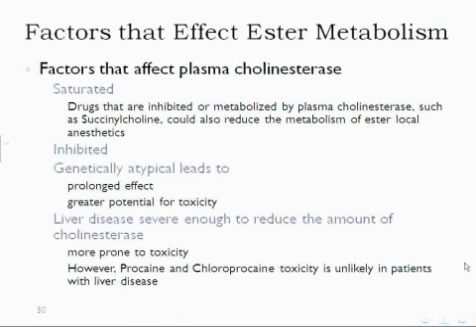And in certain forms of liver disease where you don't produce the plasma cholinesterases, you get more prone to toxicity. But clinically, we've seen that procaine and chloroprocaine, because it's so fast metabolized, you usually don't see that problem. It's more the tetracaine that you get an issue with.